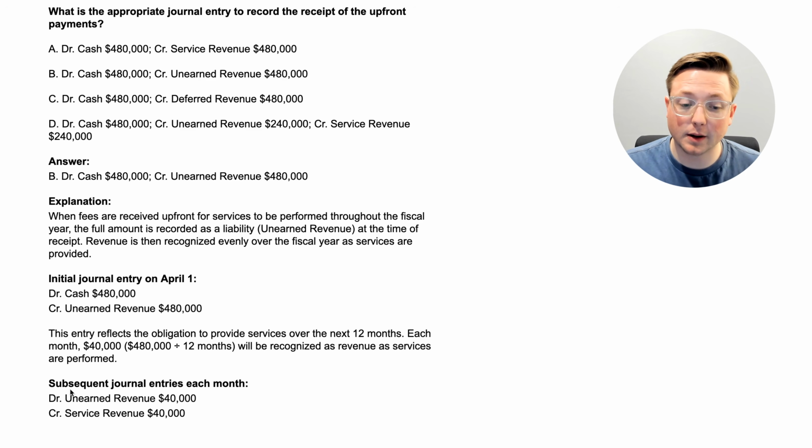And what would that look like each month? It would be a debit to unearned revenue and a credit to service revenue. So they would actually be recognizing real service revenue each month for $40,000 and getting rid of that unearned revenue liability as they do it each month. So again, this is just another aspect of revenue recognition.